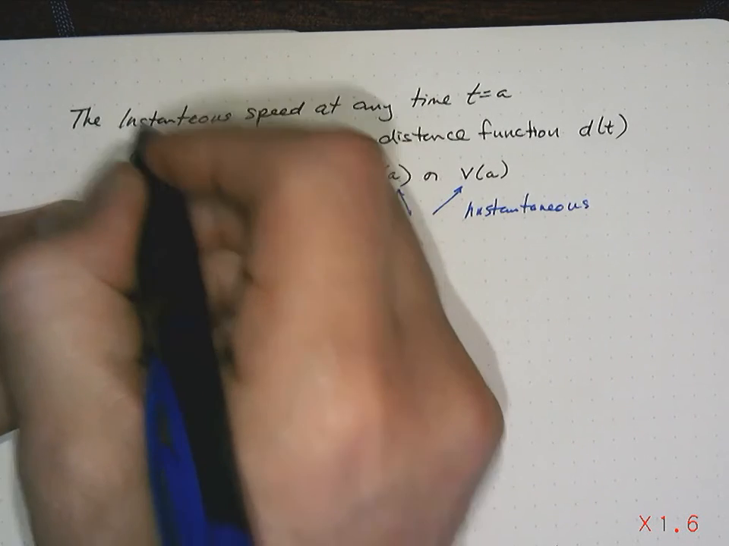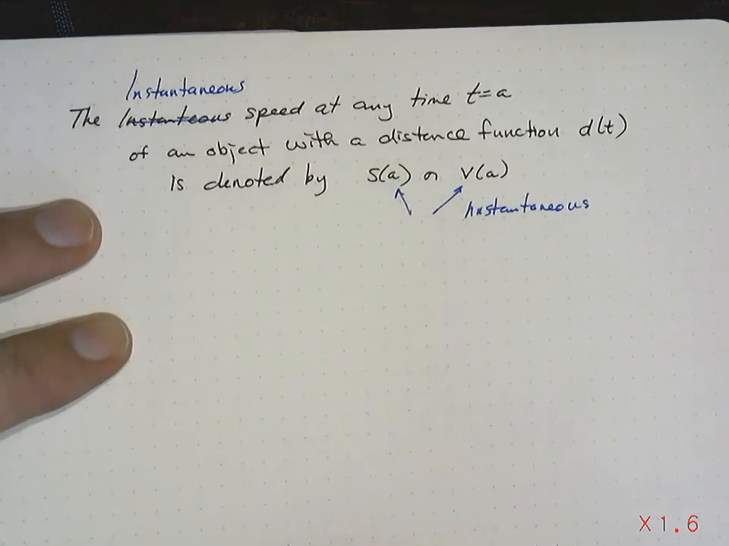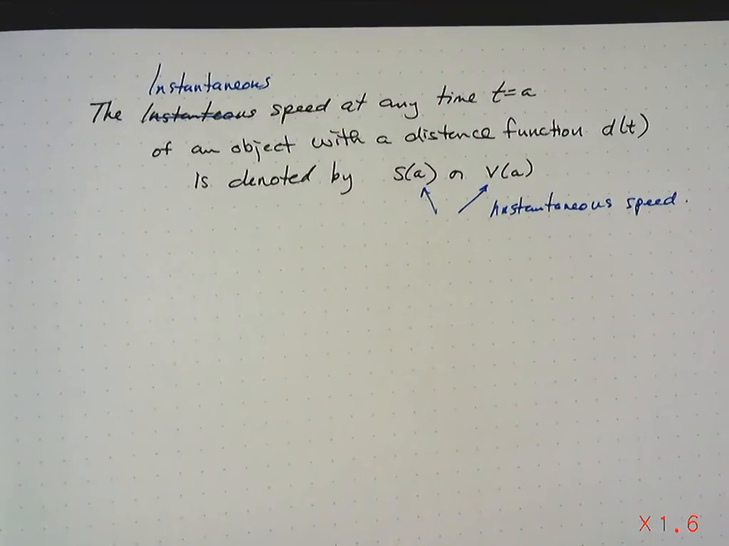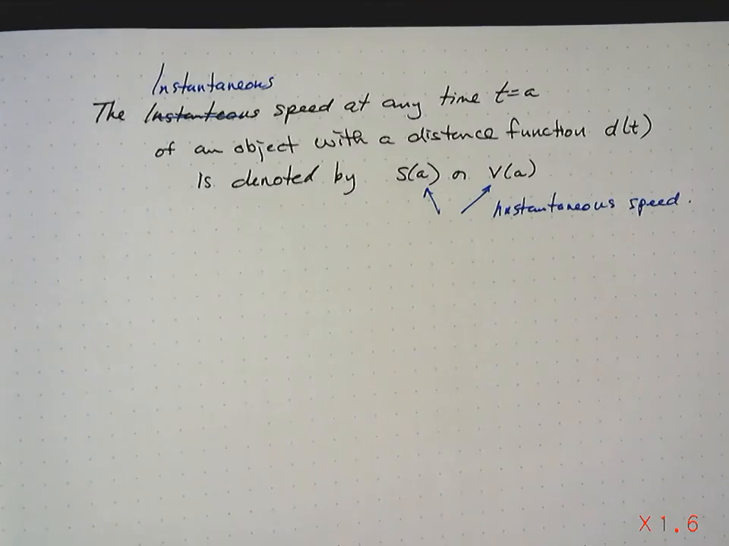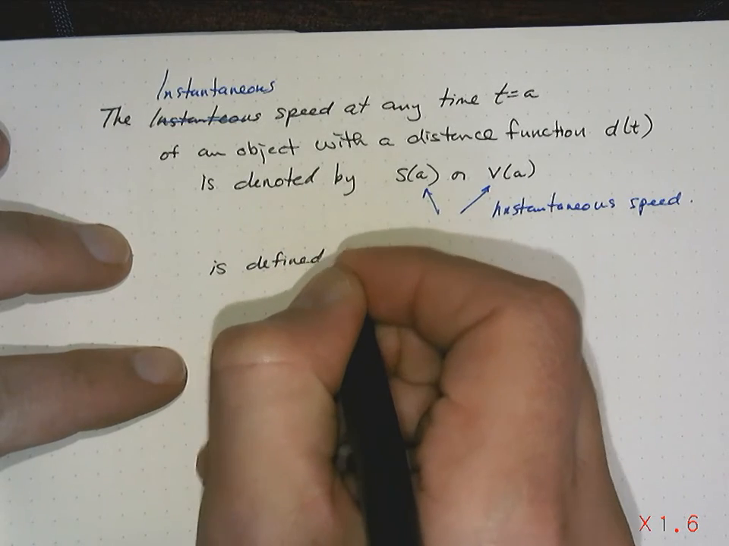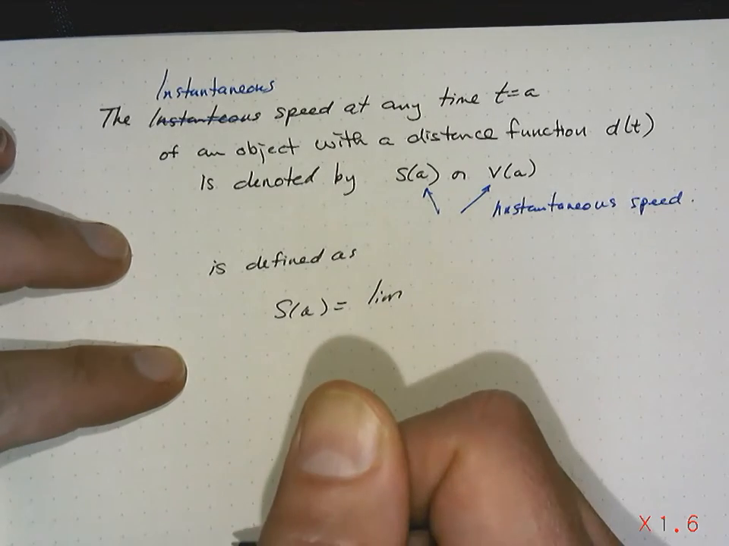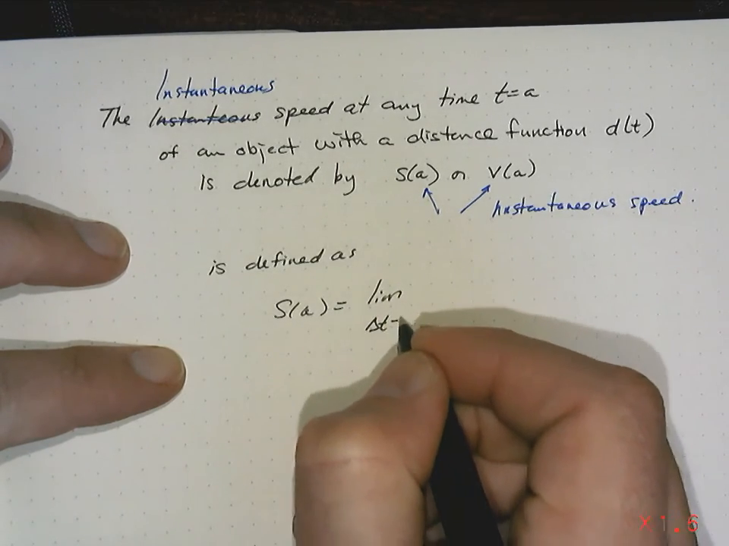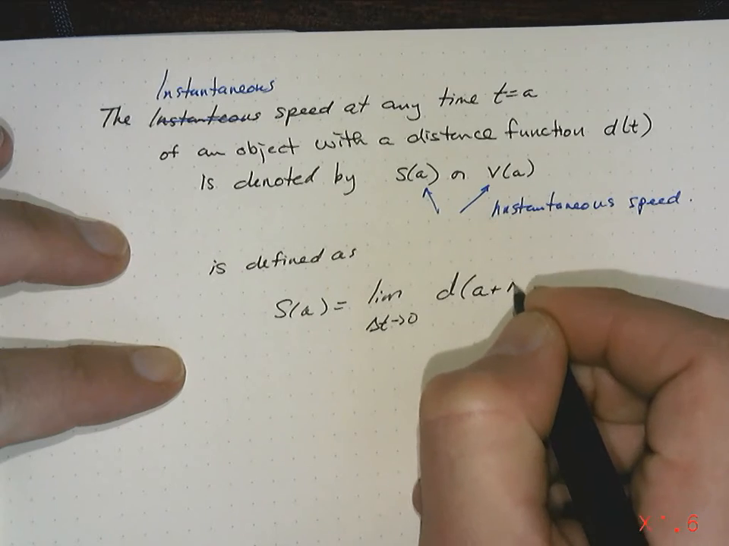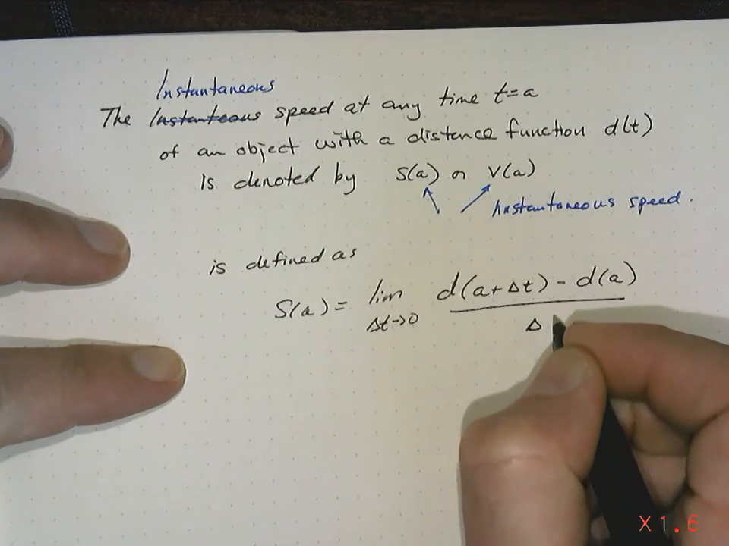This is not how you spell instantaneous. This is instantaneous speed. And in this course, if ever we mean average speed, we will say average speed. So this is going to be defined as s of a equals the limit as delta t approaches 0 of the distance formula at a plus delta t minus the distance formula at a, over delta t.